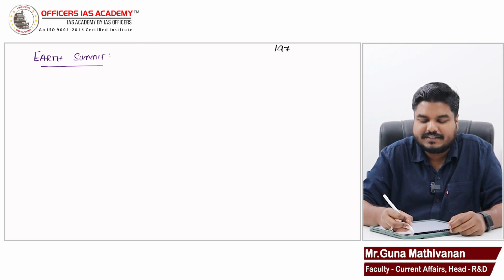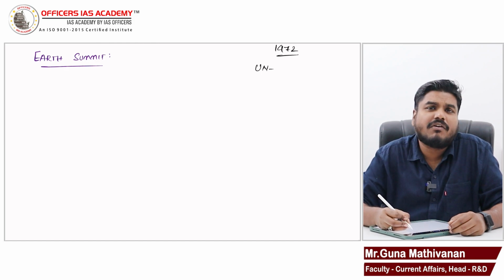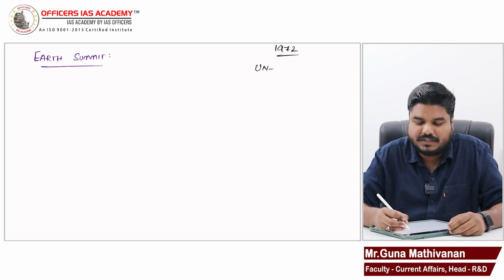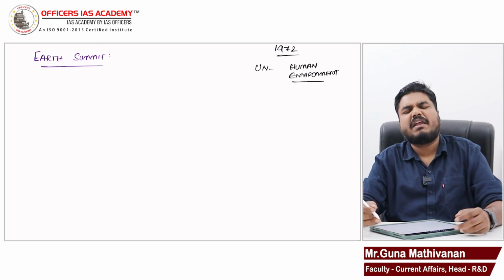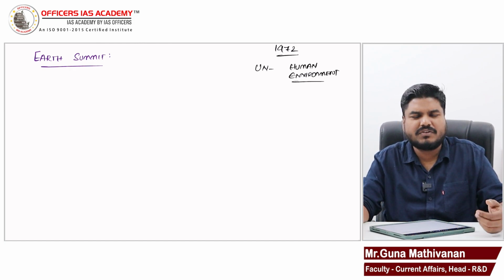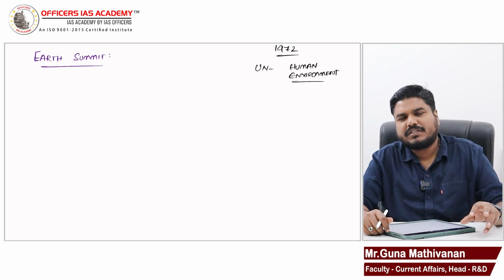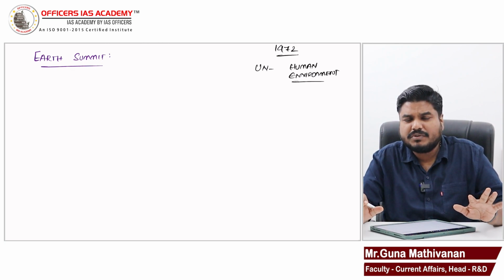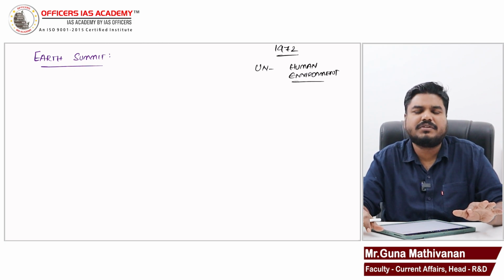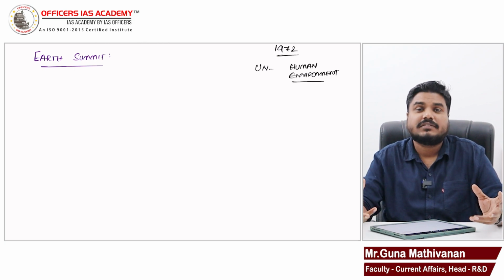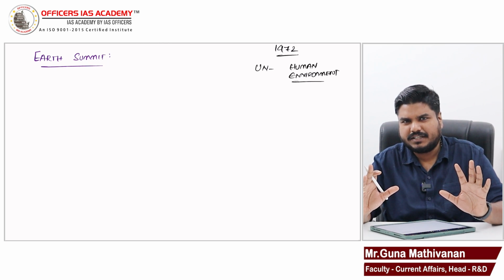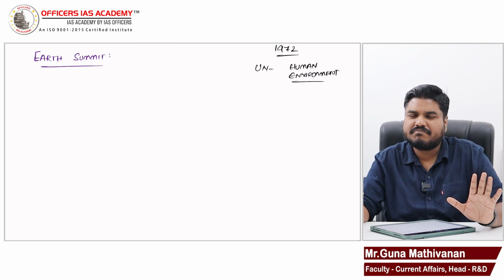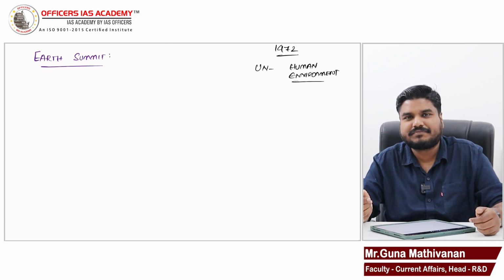So in 1972, UN was organizing a conference on human environment. Many countries around the world were participating in the conference. India was also participating. And this conference was focused on reducing the pollution level, air pollution, land pollution, water pollution. This conference was also focusing on reducing the anthropogenic impact on environment. This was the core discussion, pollution and reducing the impact of humans on environment, right?